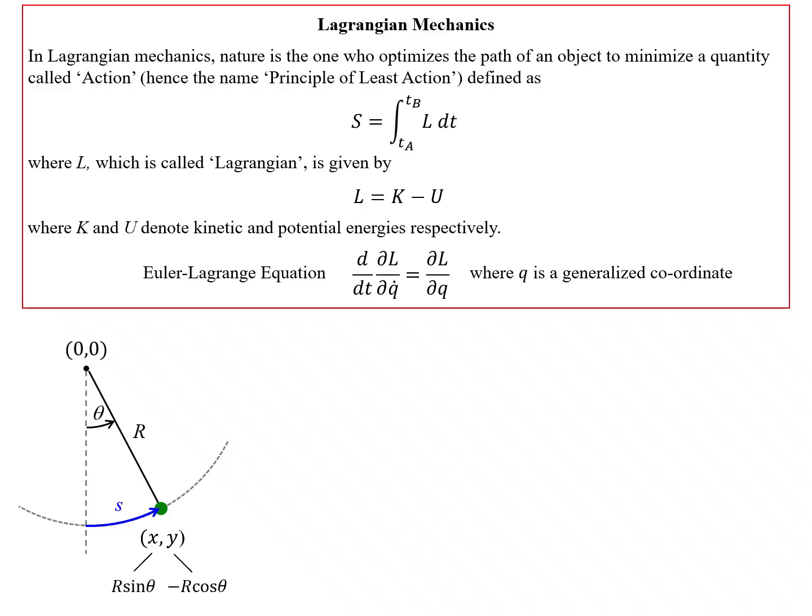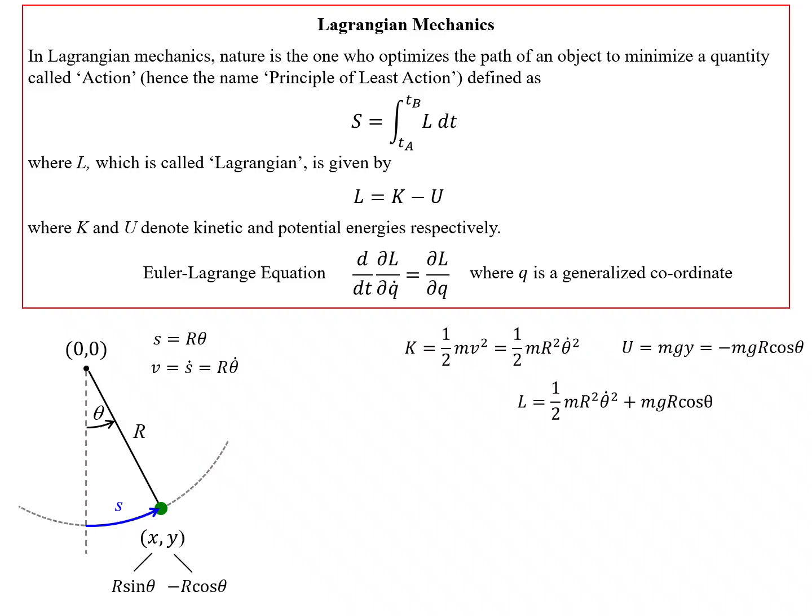The displacement s is given by s equals r theta, and so the velocity v equals s dot equals r times theta dot. The kinetic energy is 1/2 m v squared equals 1/2 m r squared theta dot squared. The potential energy equals m g y equals negative m g r cos theta, and the Lagrangian as shown. Applying the Euler-Lagrange equation, we have the angular acceleration theta double dot equals negative g over r sine theta. Note that this differential equation of motion does not have a closed form solution and needs to be solved numerically.